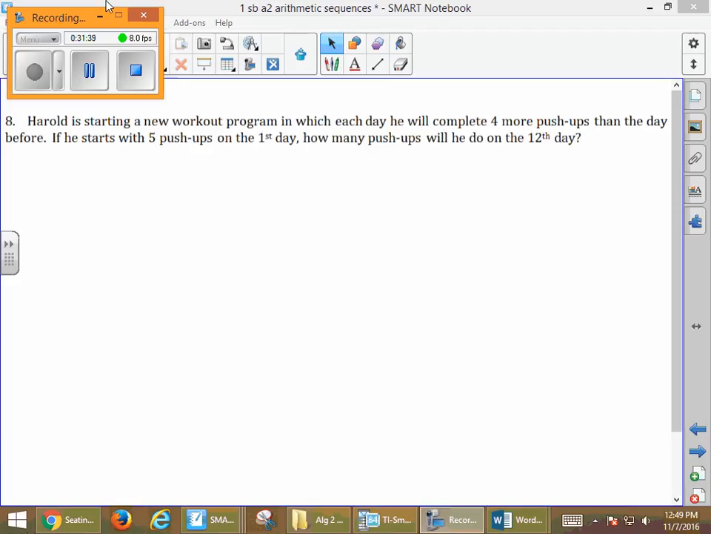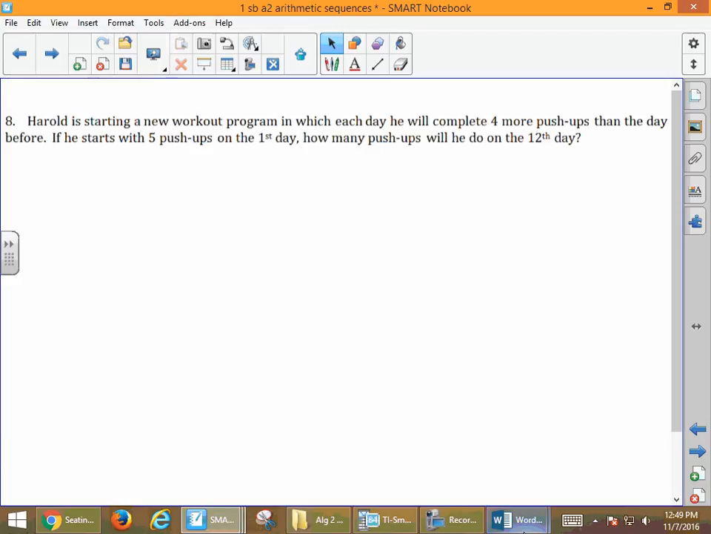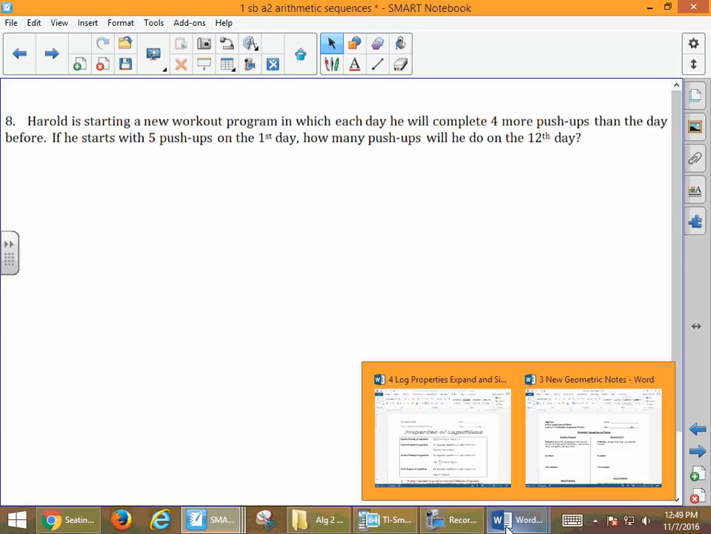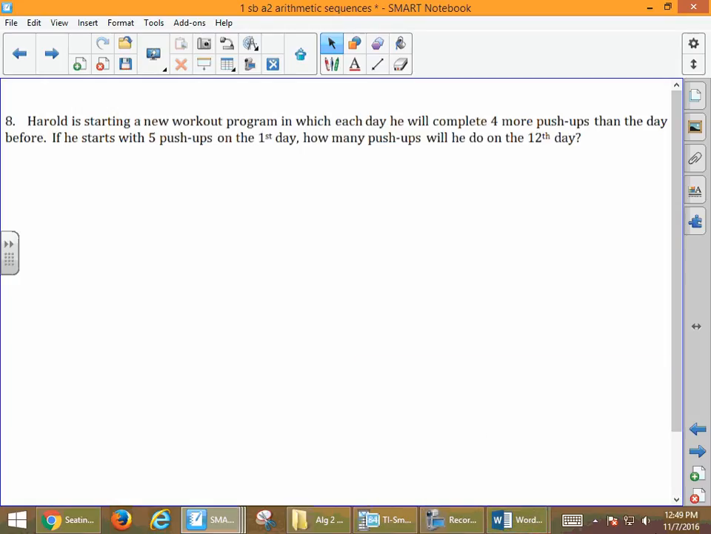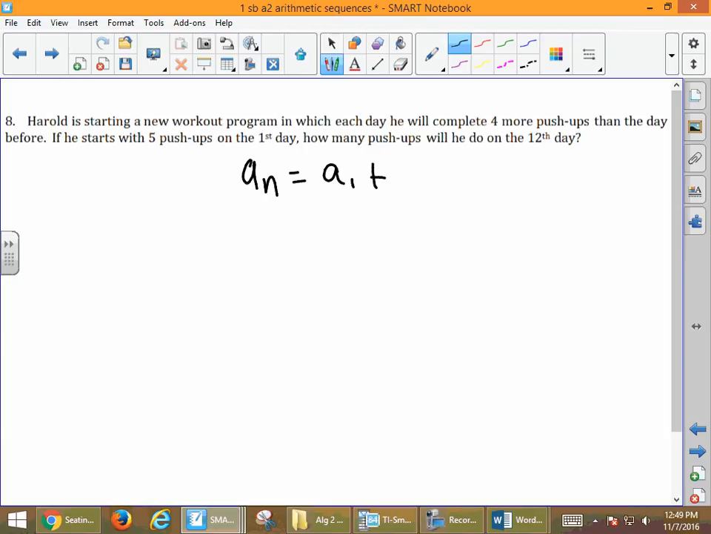Harold is starting a new workout program in which each day he will complete 4 more push-ups than the day before. If he starts with 5 push-ups on the first day, how many push-ups will he do on the 12th day? Well, let's remember that our formula is a sub n equals a sub 1 plus n minus 1 times d.